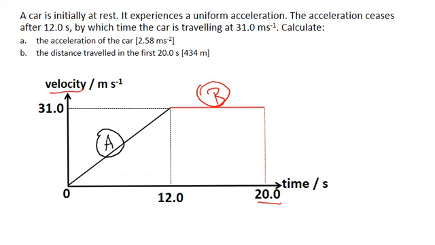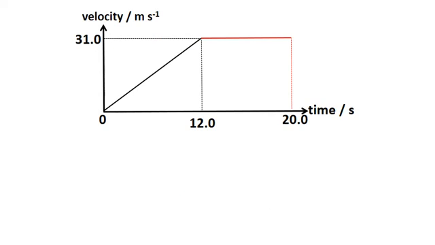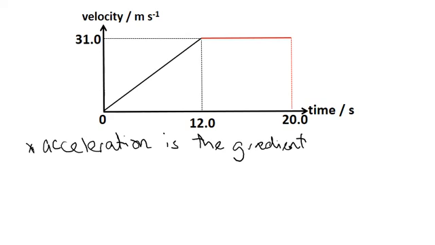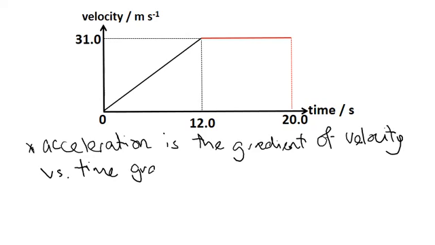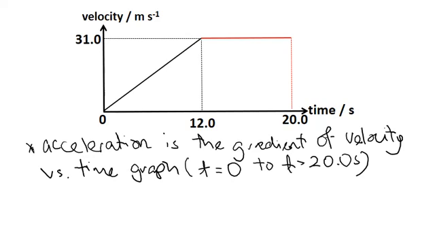So when they're asking for the acceleration of the car, what they're looking for is the acceleration in part A, or the acceleration for the first 12 seconds. For the first 12 seconds, you have a straight line which passes through the origin, and we're asked to find the acceleration. As you should remember, for a graph of velocity versus time, the acceleration is the gradient of the velocity versus time graph. So how would you calculate the acceleration, or the gradient in this case?